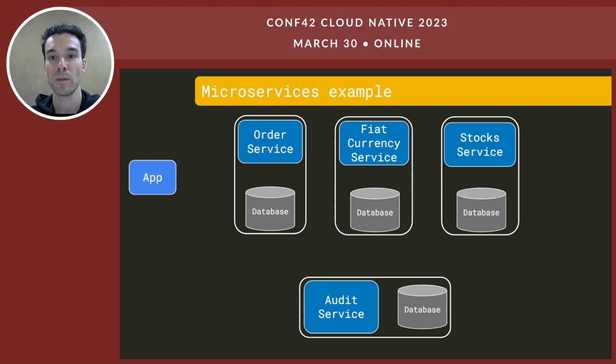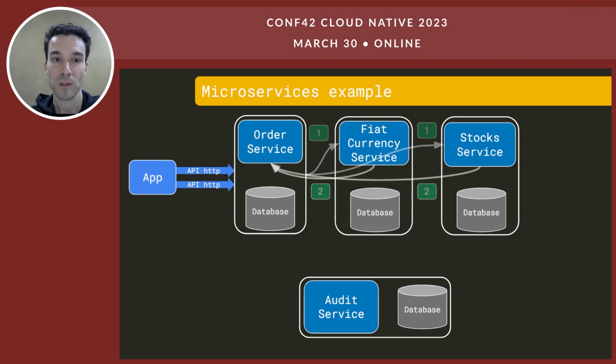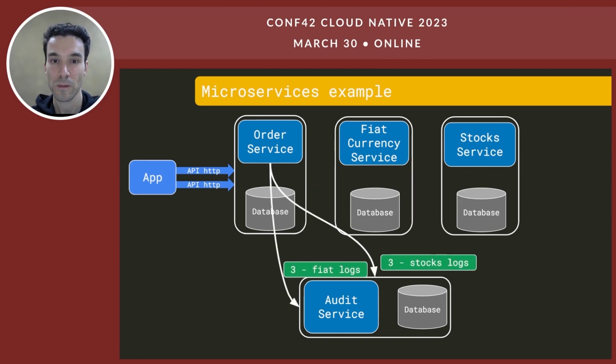Let's now review this application, but when it is split into microservices for each of the steps. First, the order service receives a request from the customer to purchase some stocks. Order service will call both fiat currency and stock service to request operations with users' balances. After everything went good, order service will ask audit service to create corresponding audit logs. And the happy path here looks good, but this design is flawed because if any of the steps fail, we don't have a way to bring our system back to the consistent state.